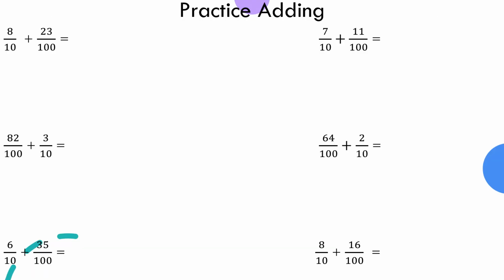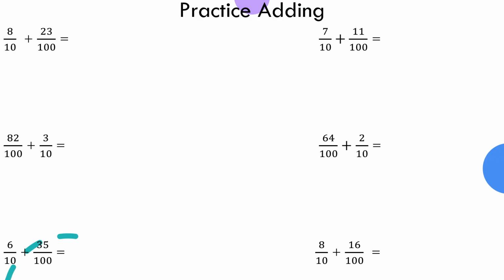Our first problem, remember you can press pause, try it by yourself, then press play to check your work. 8 tenths plus 23 hundredths. So I'm going to take 8 tenths. I see that my denominators are different, but I do know I can make 10 become 100.